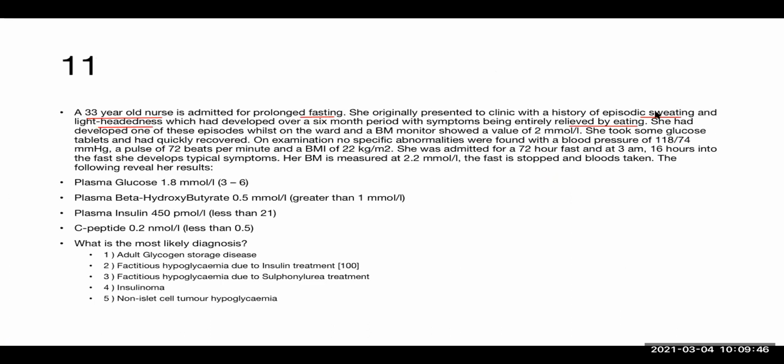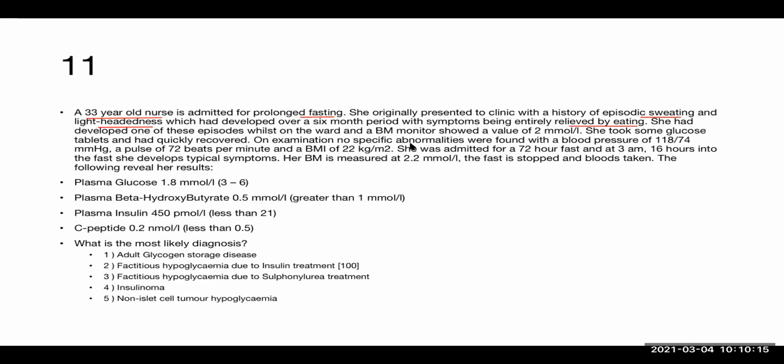Okay, so probably she is having episodes of hypoglycemia, relieved by eating, episodic sweating, and lightheadedness. And there is a clue given for prolonged fasting as well. She had developed one of these episodes whilst on the ward, and the BM monitor, the blood glucose monitor, showed a value of 2 millimole per liter. She took some glucose tablets and had quickly recovered.